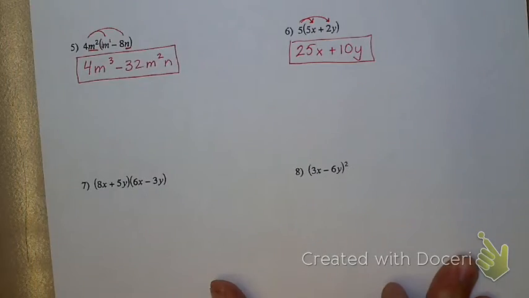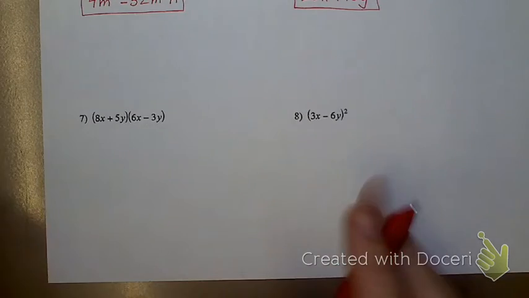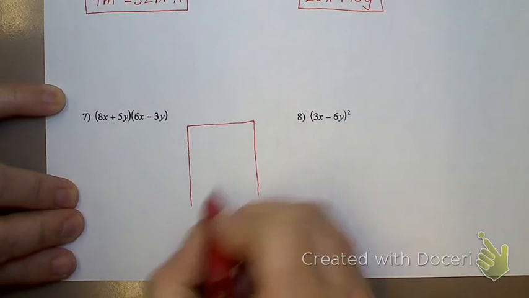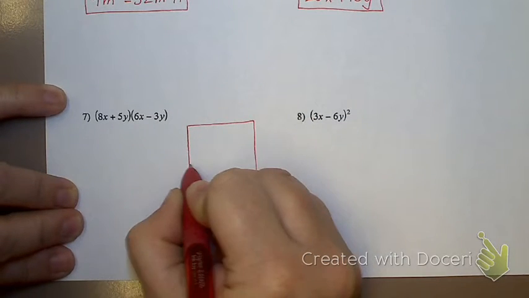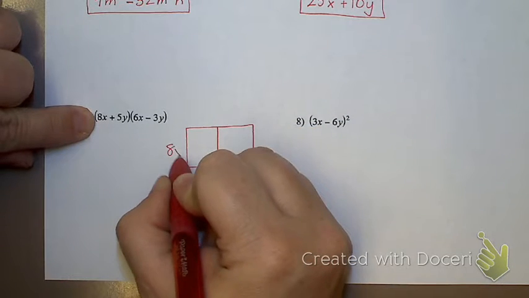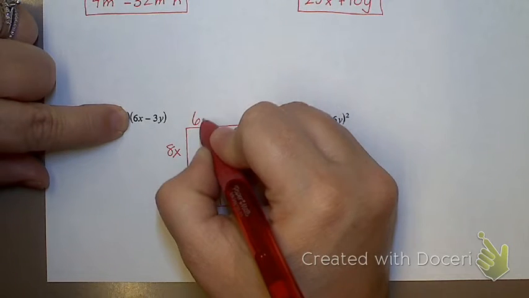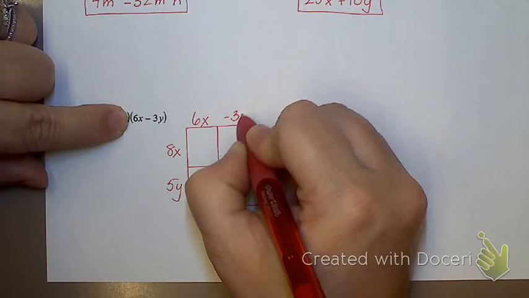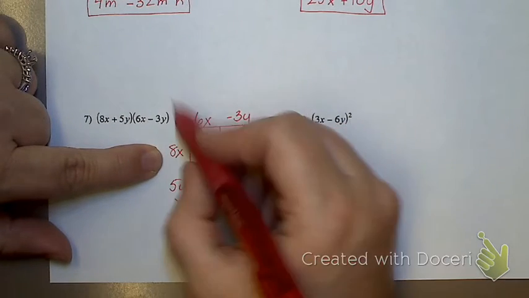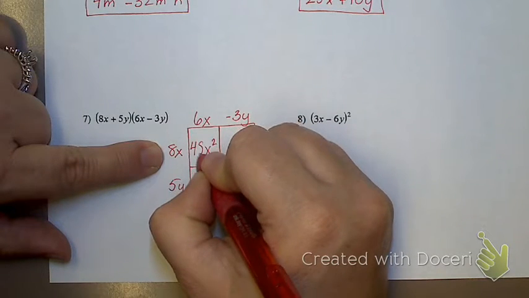All right. So if I go down to 7 and 8, the same process applies even though we have 2 letters. So let's draw our box. Again, I have a 2 by 2 box. 2 this way, 2 this way. 8x and 5y go right there. And up here 6x and negative 3y. So let's see, what is 8x times 6x? Well, I know it's going to be an x squared, and 8 times 6 is 48.